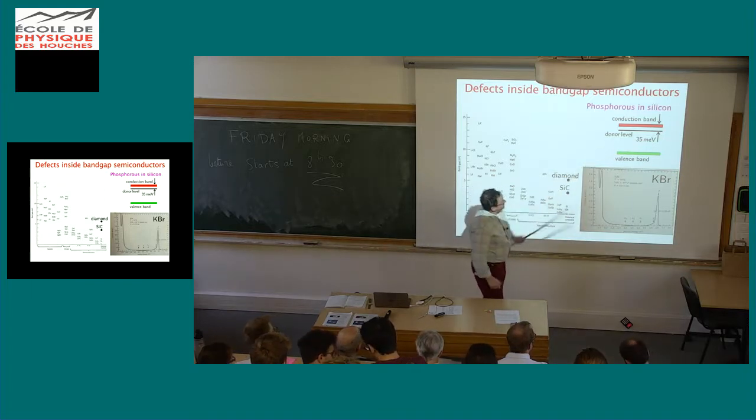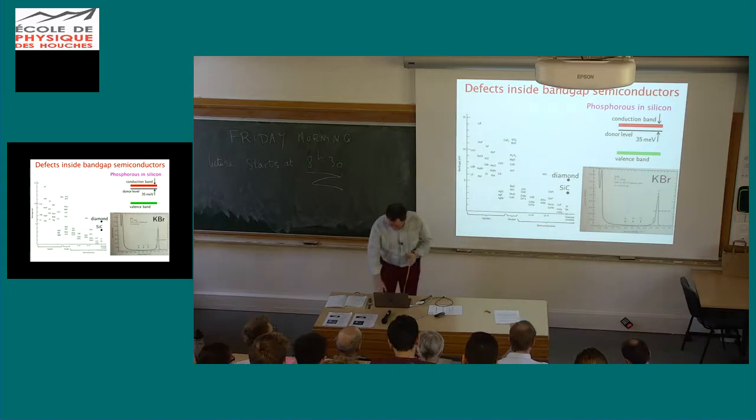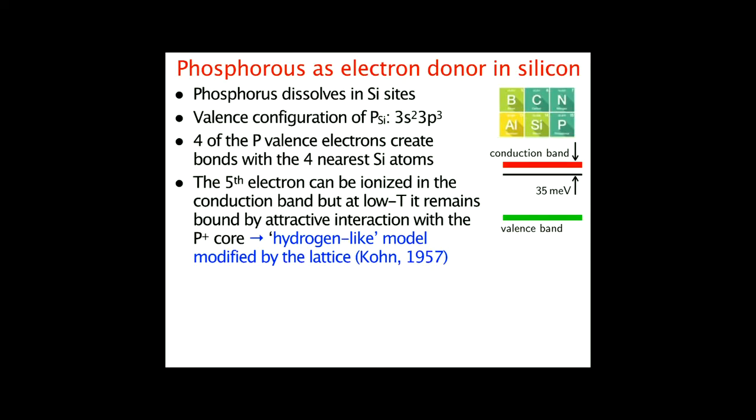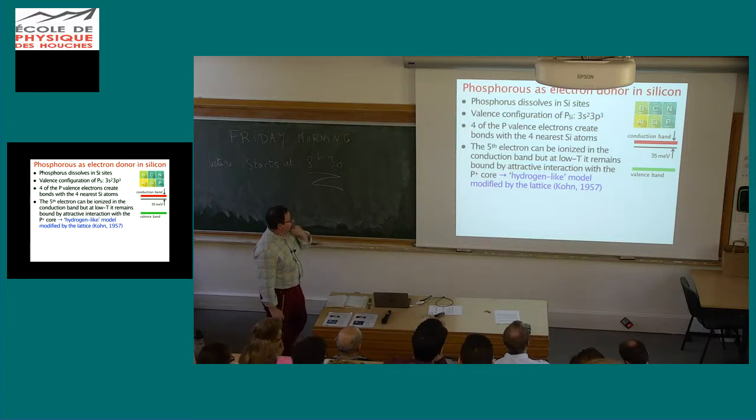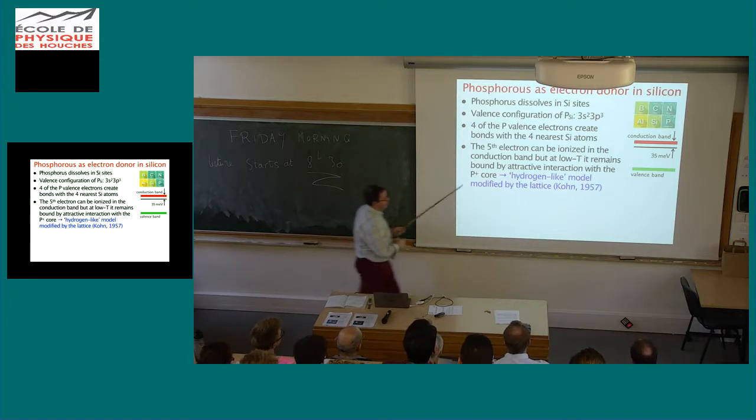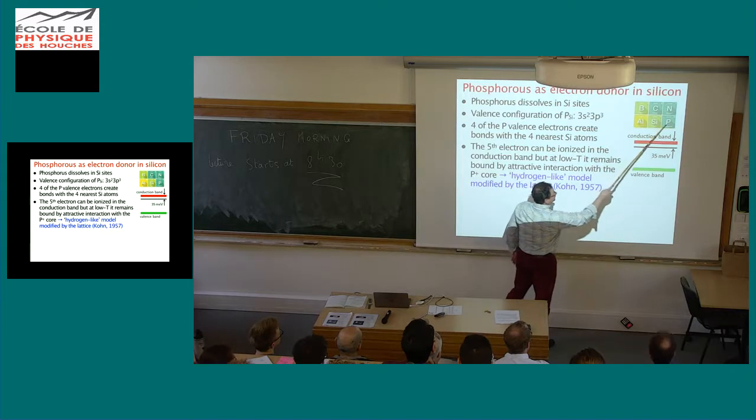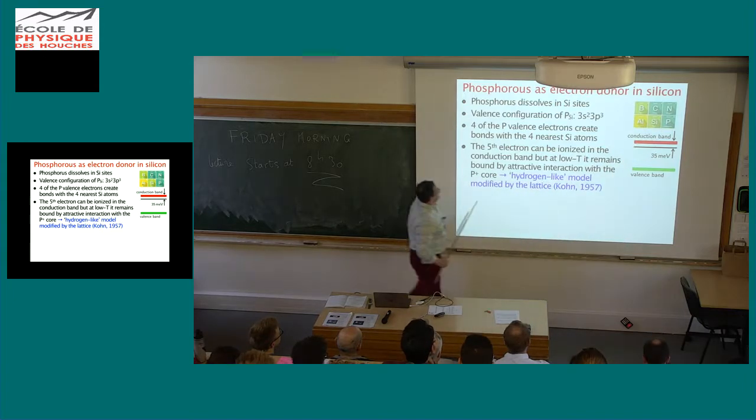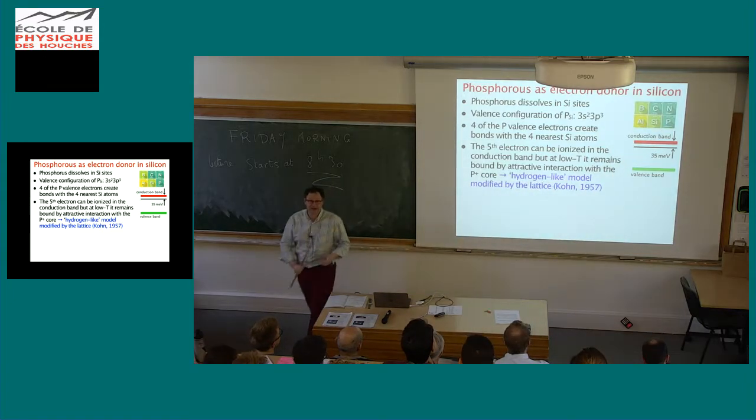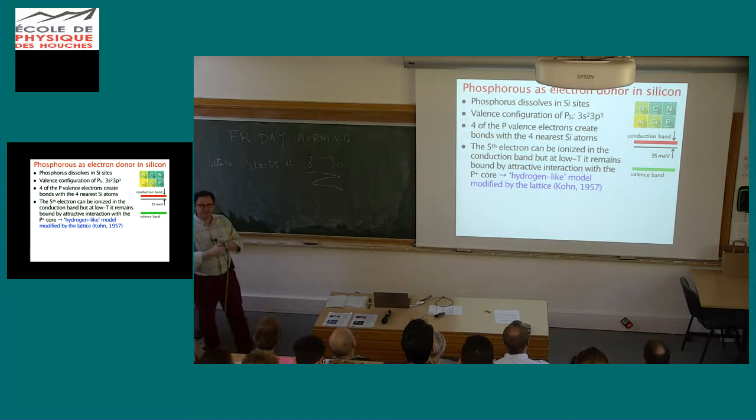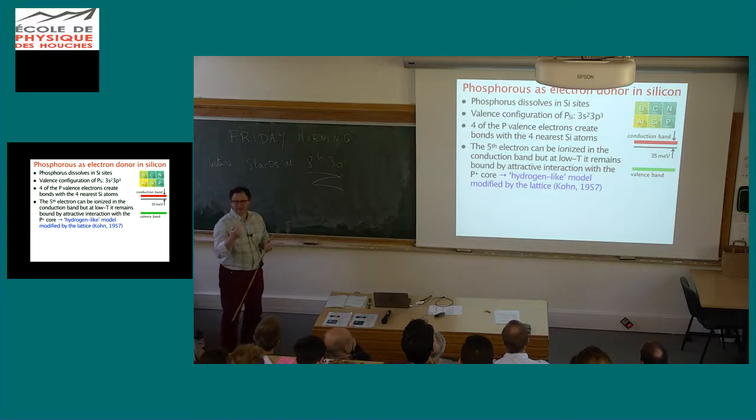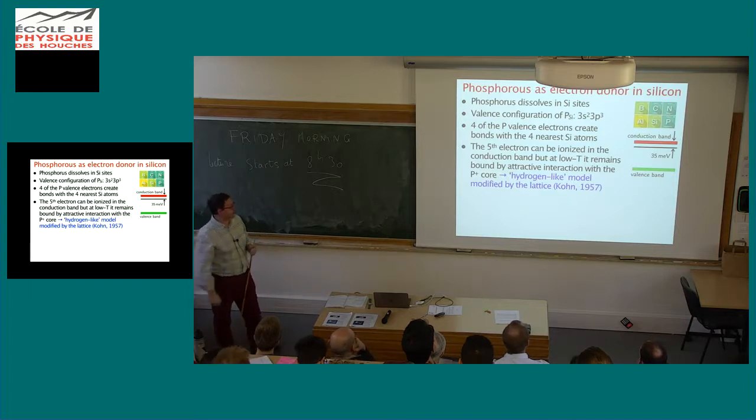So let us, for instance, consider phosphorus in silicon. Phosphorus will dissolve in the silicon sites, and there is one more electron in the phosphorus atom than in silicon. Four of these electrons coming from the phosphorus will create bonds with the four nearest silicon atoms, and you have one electron left.